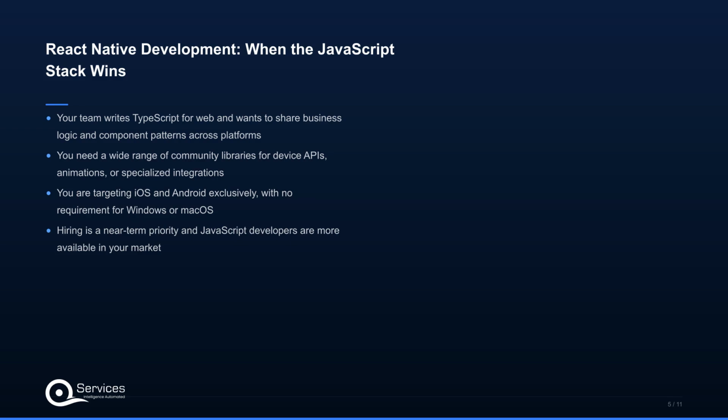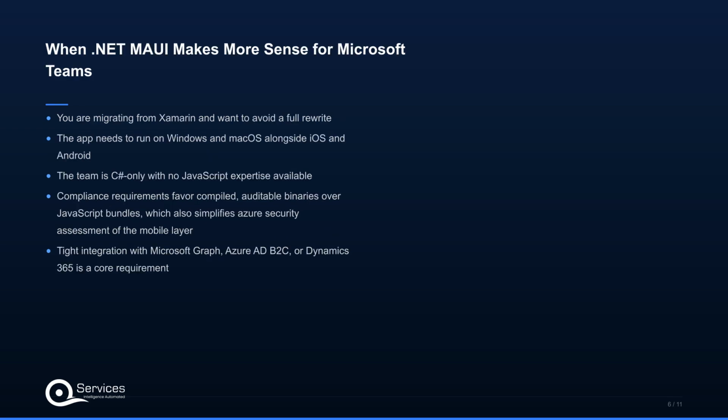Where MAUI has an edge is in computationally intensive work that stays inside the app, not in raw rendering speed. Benchmark your specific use case before making performance the deciding factor in the Flutter versus React Native versus .NET MAUI 2026 debate. React Native development is the stronger choice when .NET MAUI makes more sense for Microsoft teams. In the .NET MAUI versus Flutter versus React Native 2026 comparison, MAUI's clearest advantage is integration depth with Microsoft's platform.